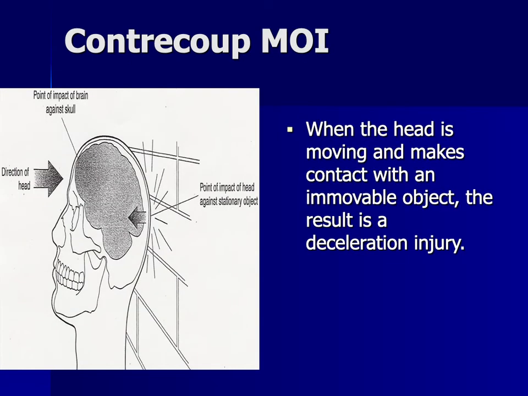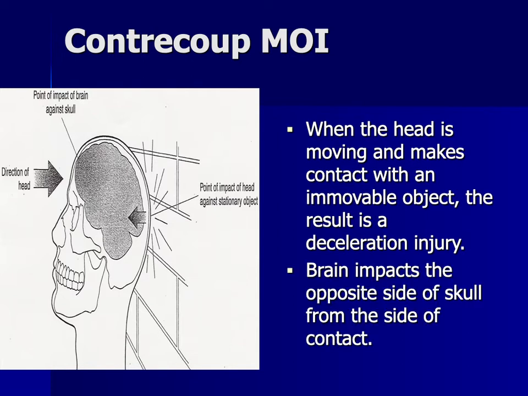Whereas contra-coup is when the head is moving and makes contact with an immovable object such as a floor, a wall, anything that's not moving. The result is a deceleration injury. The brain impacts the opposite side from the side of contact. So the brain kind of bounces.